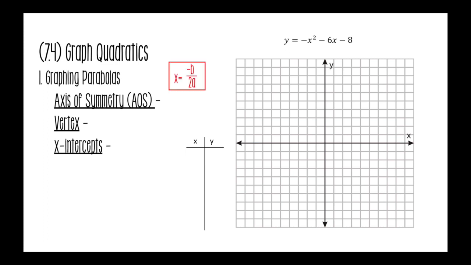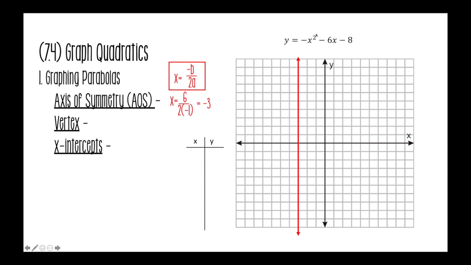So again, here I would start with the axis of symmetry. The axis of symmetry formula is the opposite of b divided by 2 times a. So I'm going to take the opposite of -6, and that's +6, divided by 2 times -1. That's going to give me -3. So then I'll take that and plot. Now from there, again, that's the x value for the vertex.